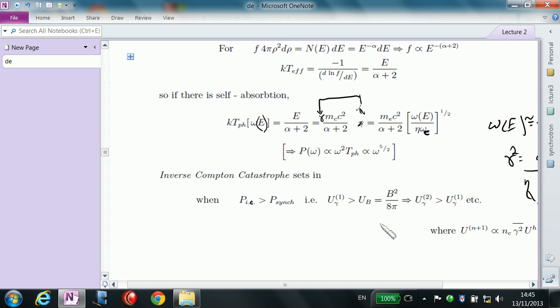Why the second one? Because the amount in any generation is proportional to the number of electrons times gamma squared times the energy density in the previous generation. And if that ratio is greater than 1, it's greater than 1. If it's greater than 1 for this condition to hold, then it's going to be greater than 1, and therefore this condition holds.